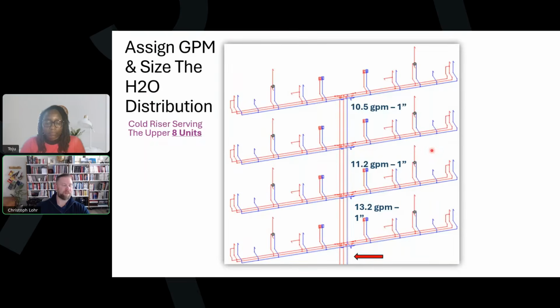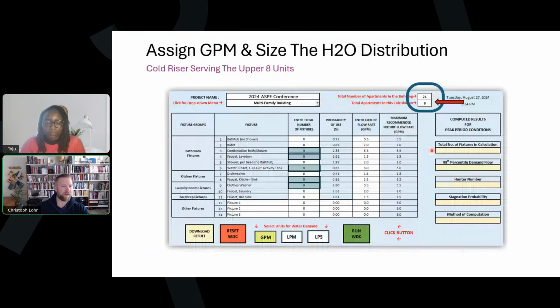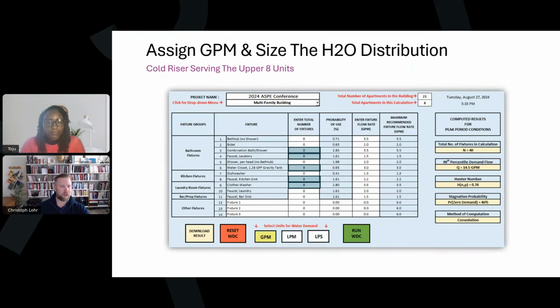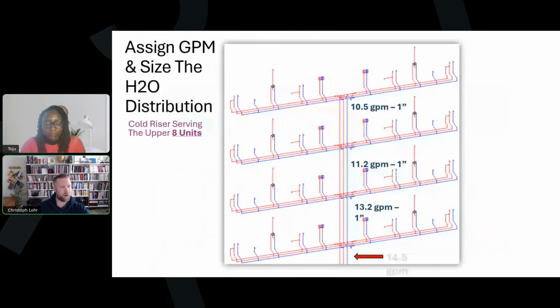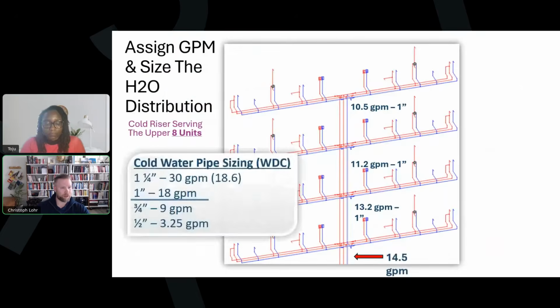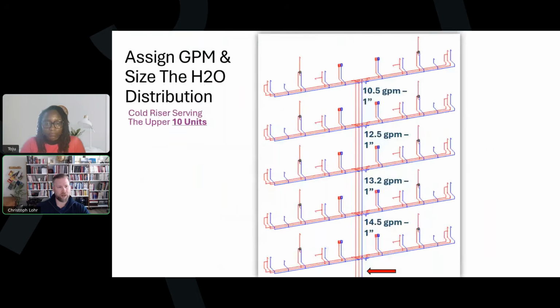Let's go down again. Same thing. Now we have 8 units, so we have 8 of every fixture. We press that green button, Run Water Demand Calculator. What we end up with is a total of 40 fixtures at 14.5 GPM, which equates to still a 1 inch. So we have a 1 inch riser going all the way up, serving 8 apartment units so far.